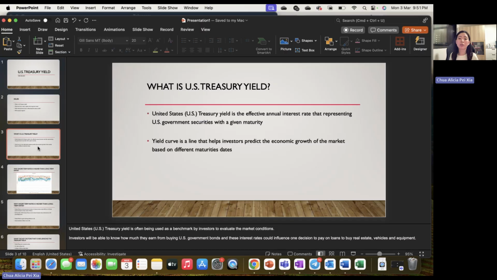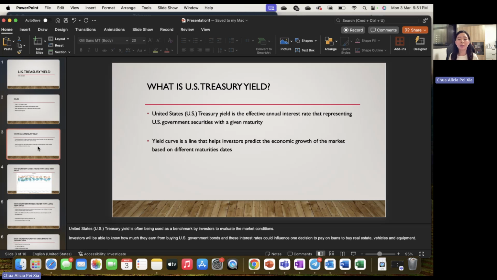So what is the US Treasury yield? The US Treasury yield, US standing for United States, is the effective annual interest rate representing US government securities with a given maturity. And the US Treasury yield is often used as a benchmark by investors to evaluate market conditions. The US Treasury website has a daily interest rate, so all the interest rates in a month could actually make up a yield curve.